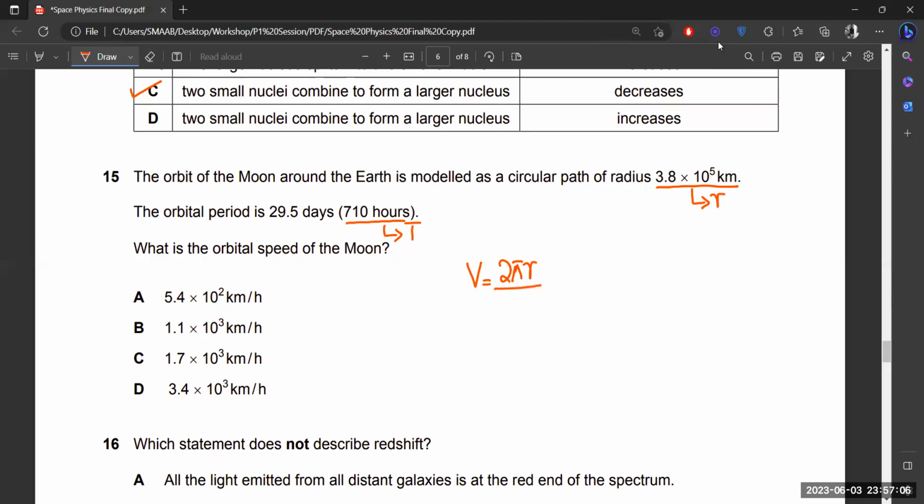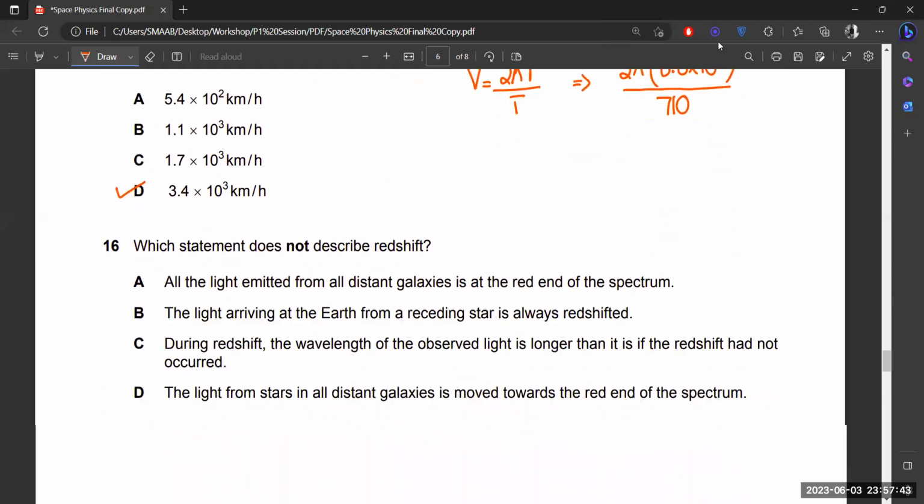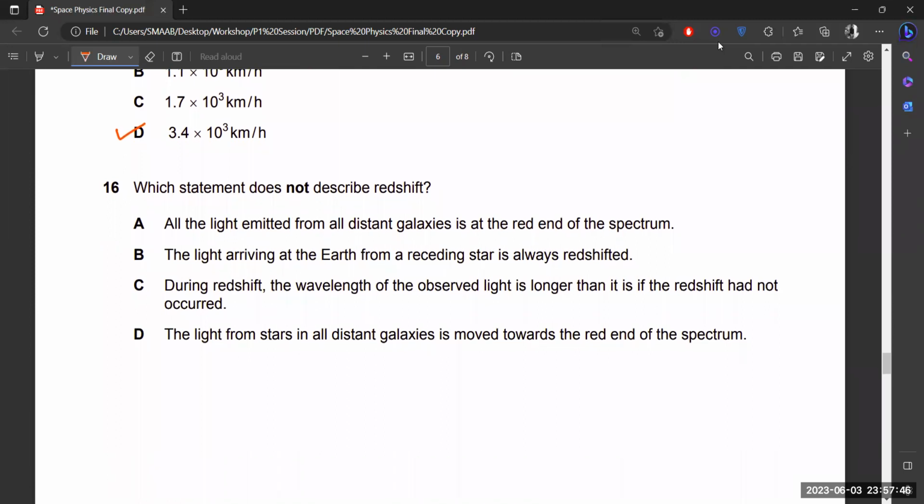And the most interesting thing in this question is that you don't need to convert to SI units, because the answer is in kilometers per hour, and we have values in kilometers for r. So we just need to substitute the values. 2 pi r, with r equal to 3.8 times 10 to the power 5, divided by the time. Time is equal to 710 hours, the total time. And we just need to multiply and divide, so you will get the answer. And the answer will be option D. You may perform the calculation and you will get the same answer after rounding off. We already solved this question in a specimen, so that's why I'm just moving fast through these questions.